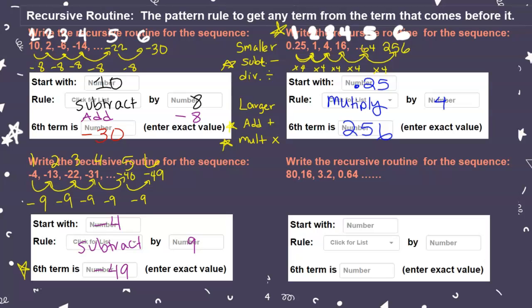Save the best for last here. 80 to 16. Wow. Well, the difference of that would be 64. And 16 subtract 64 is definitely not 3.2.